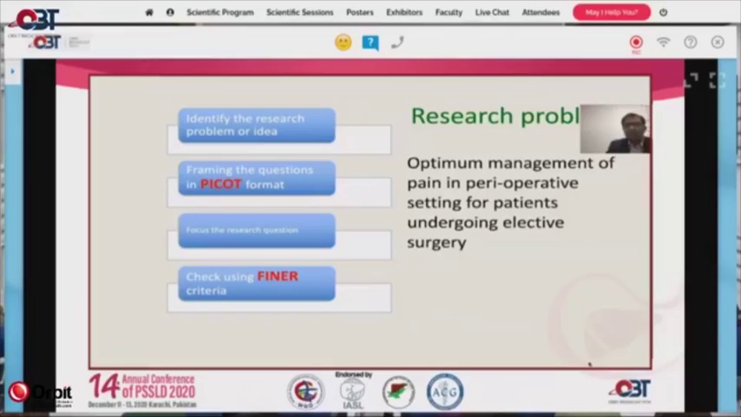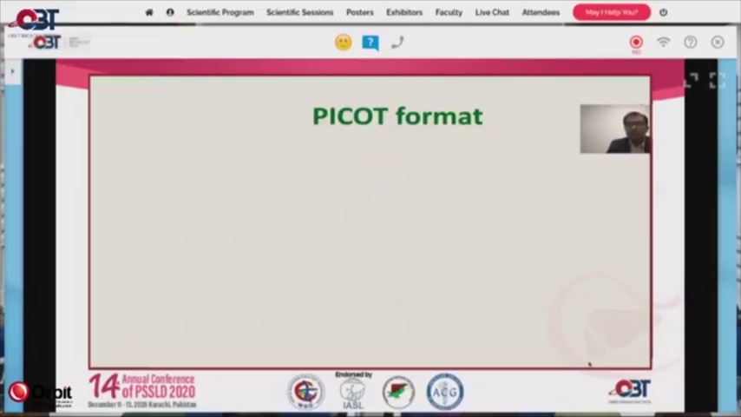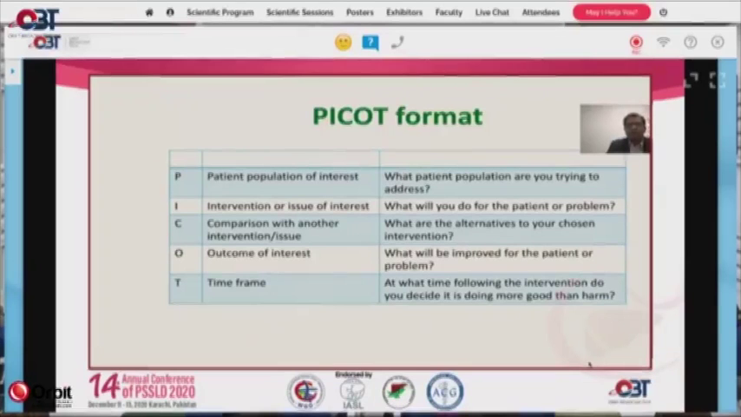The research problem is optimum management of pain in perioperative settings for patients undergoing elective surgery. Now, what is the PCOT format? P stands for patient population of interest. What patient populations are you trying to address? I is the intervention or issue of interest. C is the comparison with another group, what are the alternatives for you. O is the outcome of interest, and T is the time frame.